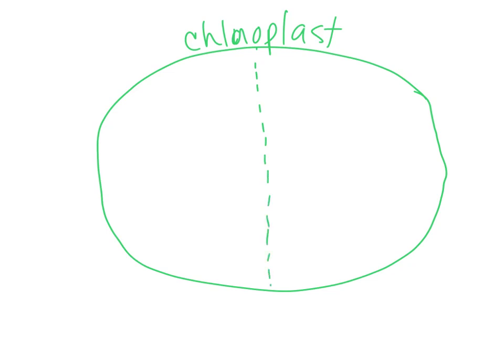Okay, so our final video, we are moving now within the leaf. We're going to dig a little bit deeper and take a look at what's going on inside of that chloroplast when photosynthesis is taking place. So this is a big old chloroplast. I'm going to label that. Chloroplast. And I'm going to divide this chloroplast in two just for learning purposes.